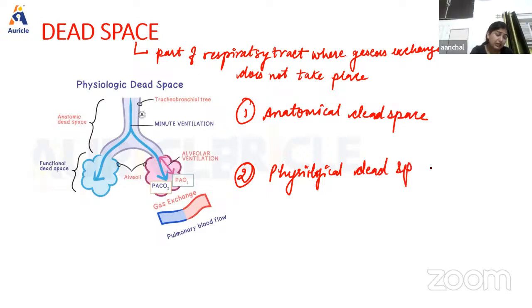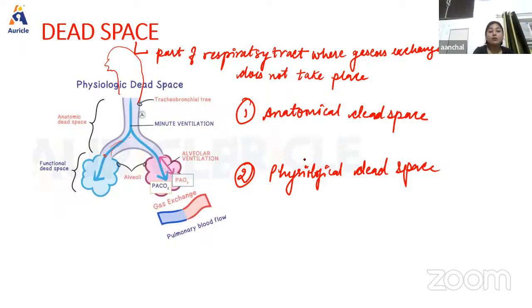So what happens in anatomical dead space? Basically, this kind of dead space extends from nose to terminal bronchioles. Okay, so till here it will remain, and it includes nose, pharynx, trachea, bronchi, branches of bronchi up to terminal bronchioles. These structures serve only as a passage for air movement, and gaseous exchange does not take place in these structures.